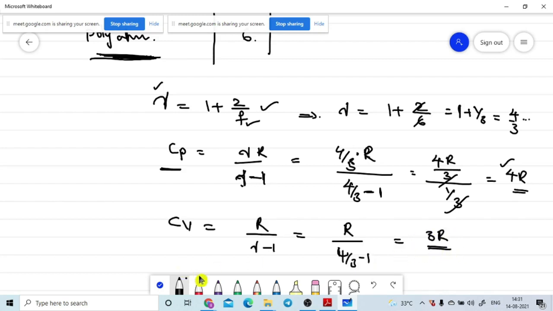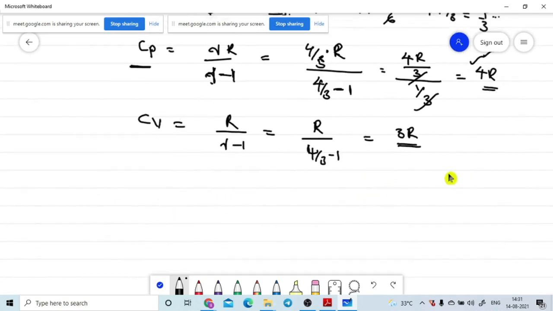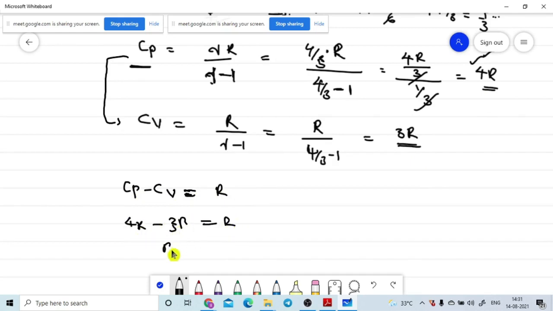We need to check. Otherwise, I will go directly. If you know the CP value, we can directly go to the CV value with another equation. What is the equation? CP minus CV is equal to capital R. Let me check whether these two quantities are correct or not. What we found here, CP minus CV is 4R minus 3R, that is equal to capital R. So R is equal to R. That is correct.